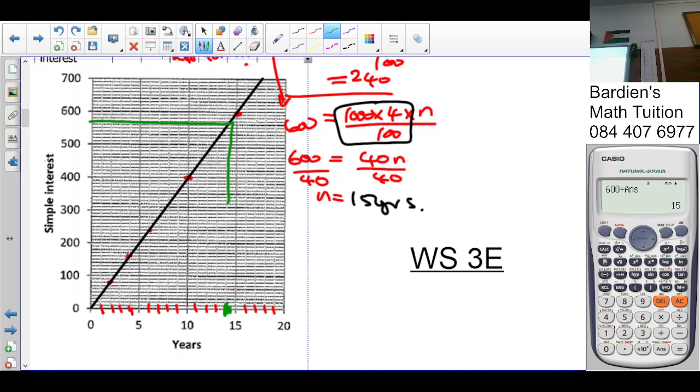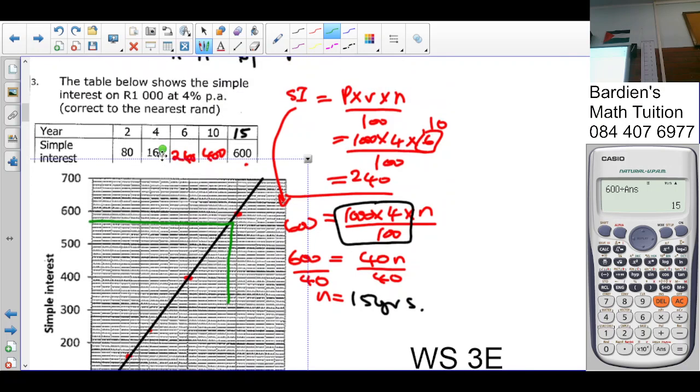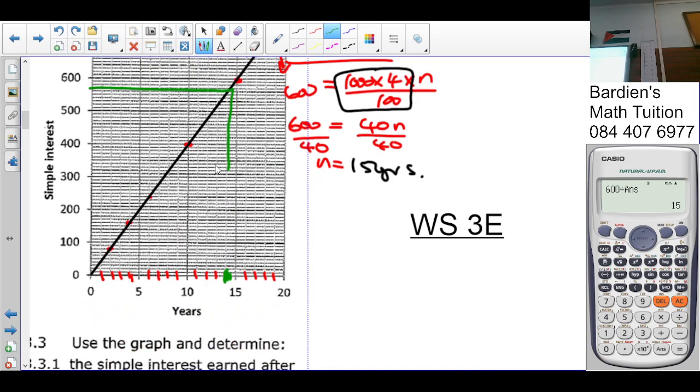But we know that for 9 years, if it's earning 40 rand, it's going to be 360. No, that is not 9. The 9 is actually here. I don't know why I marked that 40. My mistake.